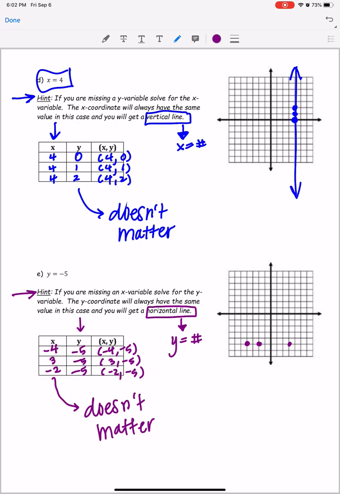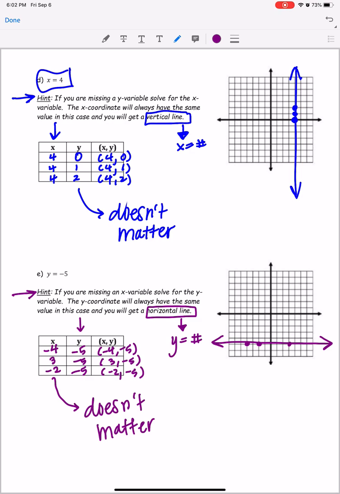So notice my points aren't as close together as they were in the first one, but you still get that perfectly straight, in this case, horizontal line. So these always seem to be the most missed when you get x equals a number and y equals a number. But these are your special cases when you get vertical and horizontal lines.